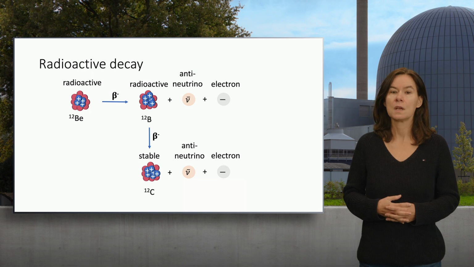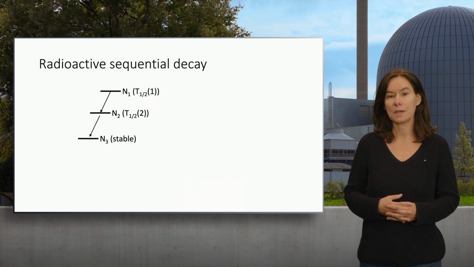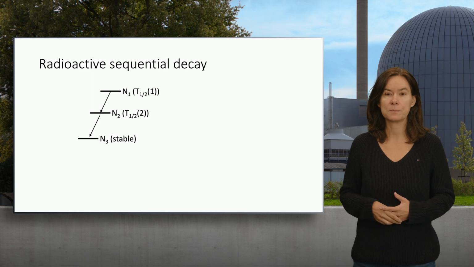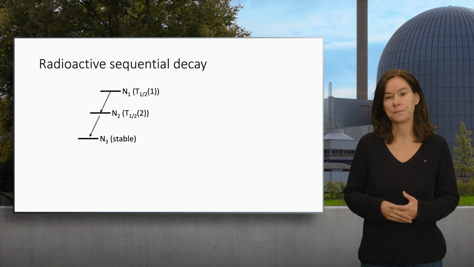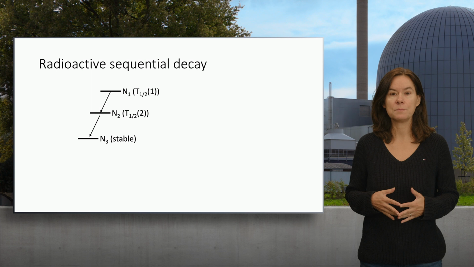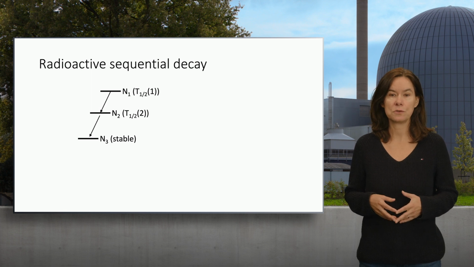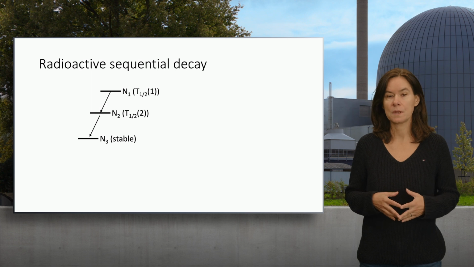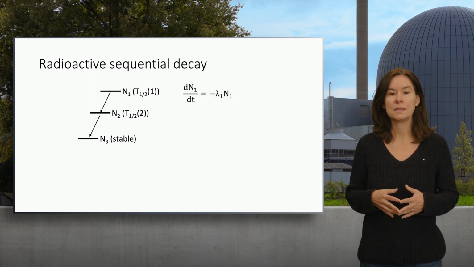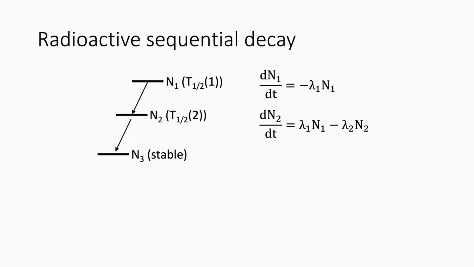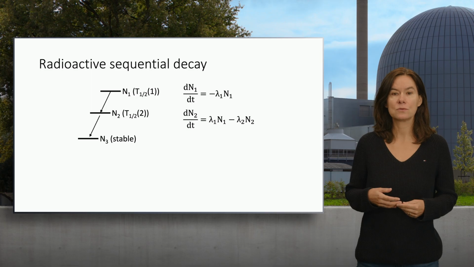Carbon-12 is stable. Such a decay we call sequential decay, and there could be many decay steps before a stable nuclide is reached. So let's have a look at the simple decay chain in which the first radionuclide decays to the second and then to the third, which is stable. In such cases, we can see that the first radioactive atom disappears with its decay rate. But the second radioactive atom in the chain is being formed by the decay of the first atom, and it decays to the stable atom at its own decay rate.